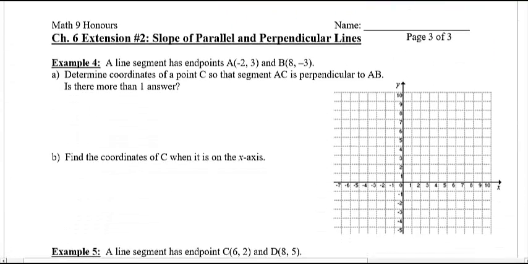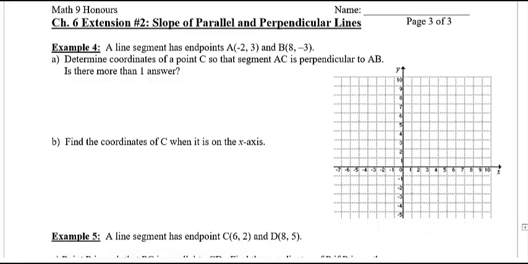Interesting. Number 4. I'm going to let you think about this one. I've given you a grid here. You can also graph. This says a line segment has endpoints A, which is negative 2, comma 3, and also B, which is 8, comma negative 3. So there's this line.